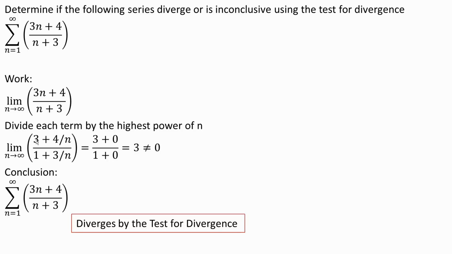And so we would get (3 + 0) divided by (1 + 0), because again, 4 divided by infinity, or a very big number, would give us 0. And so here we would get 3, and 3 does not equal 0. So the conclusion that we can make is that this series will diverge by the test for divergence.